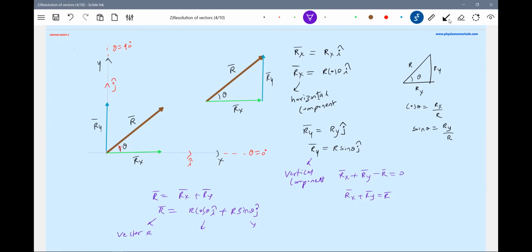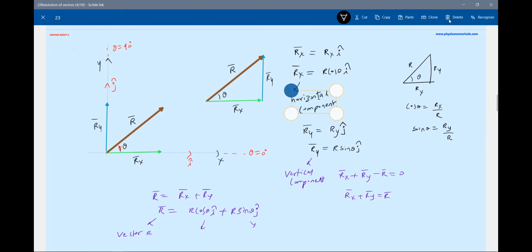A component, part of it. Very simple. I am able to break up, to split up that vector into two parts. What is the part of the vector along the x-axis? R cos theta. The part of the vector along the y-axis? R sin theta. The same words. Let me keep it here.